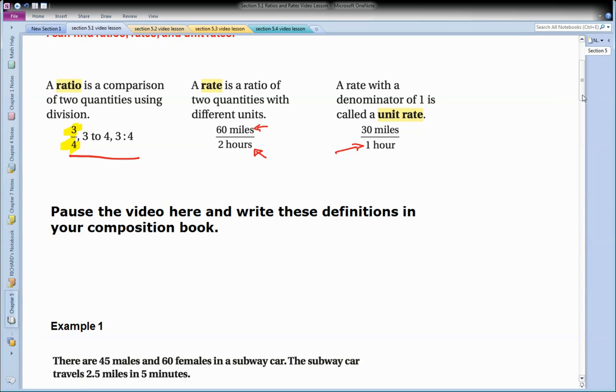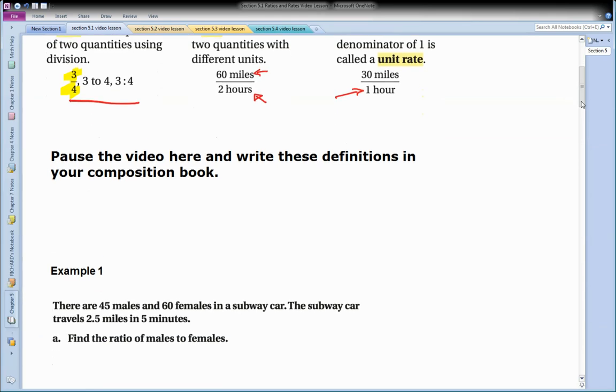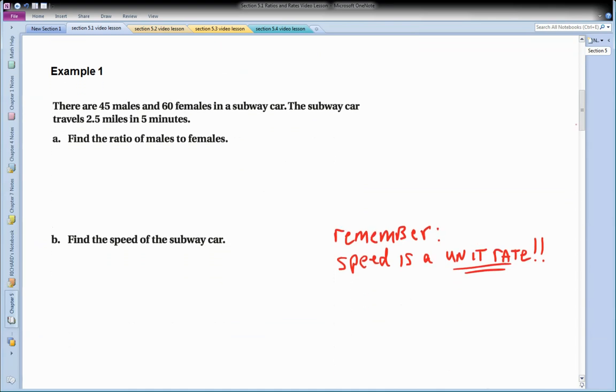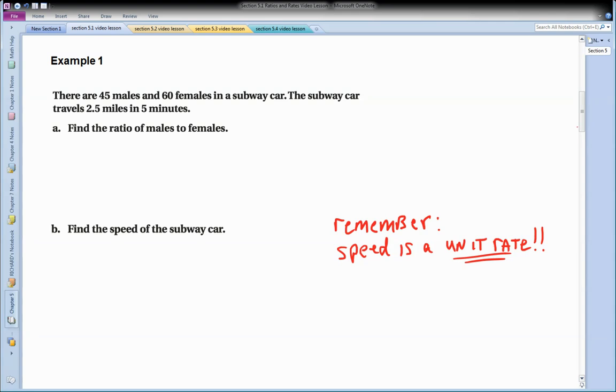All right, so we're back. And let's look at some examples. So these examples come right out of the textbook. So example 1, there are 45 males and 60 females in a subway car, and the subway car travels 2.5 miles in 5 minutes. We need to find the ratio of males to females.